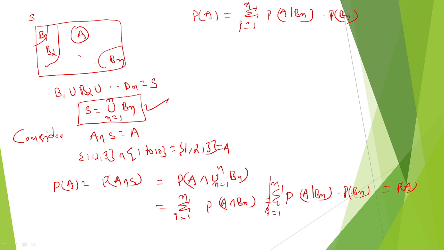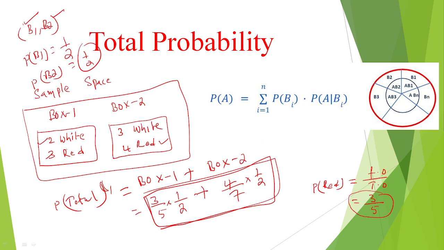If two or more boxes are there, we can go for the total probability theorem to calculate the probability. So this is the proof. That's the reason for box 1 probability plus box 2 probability. So here this is the total probability theorem. Thank you.